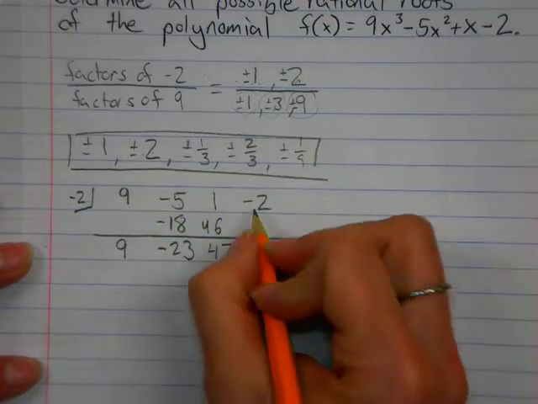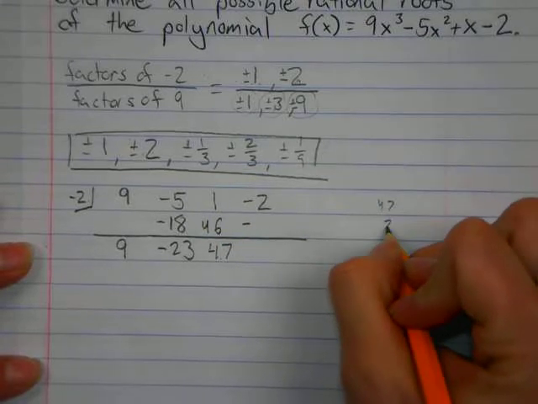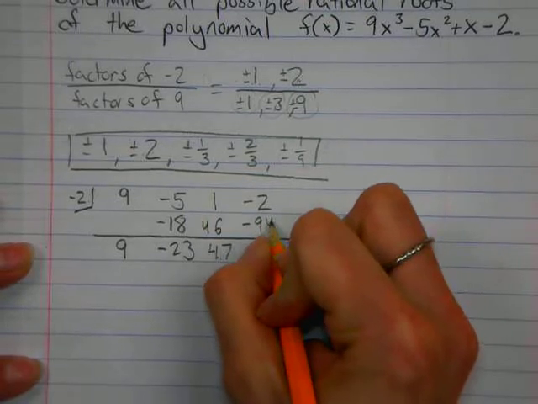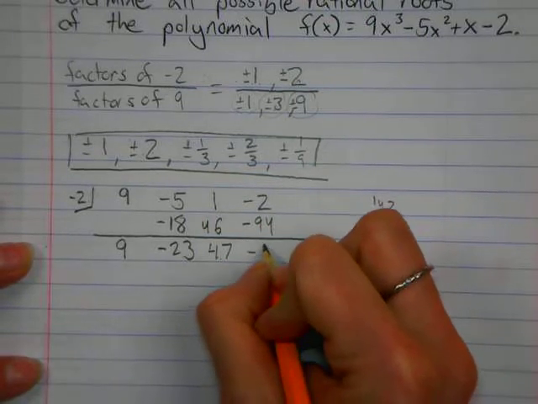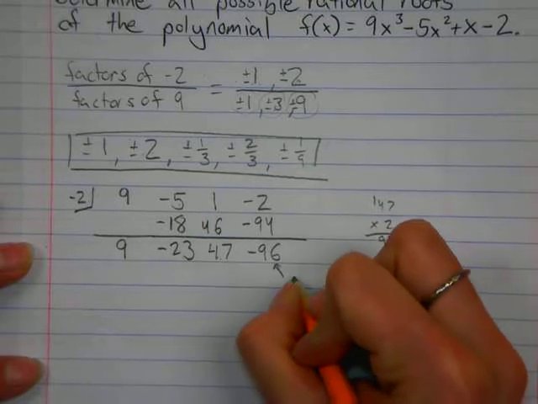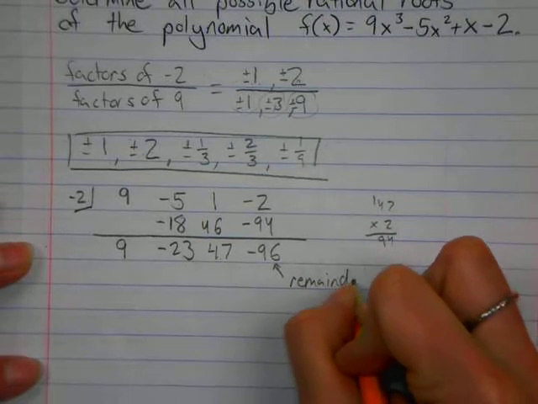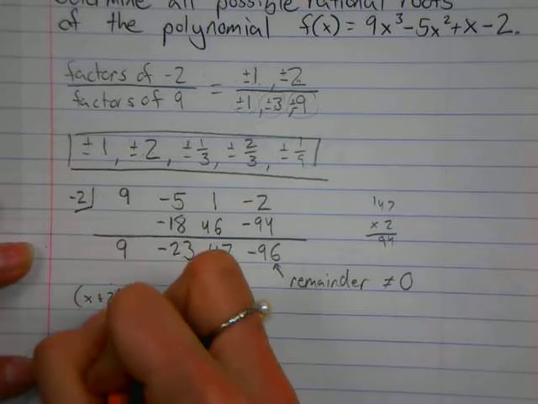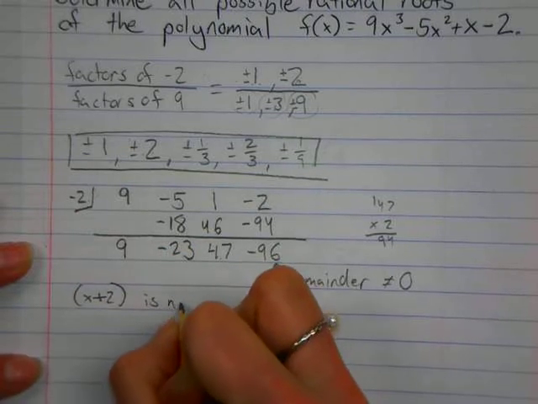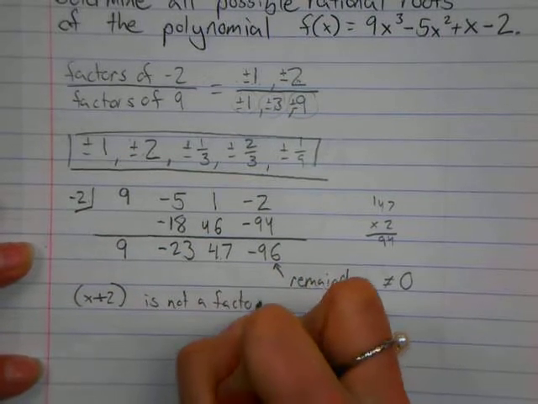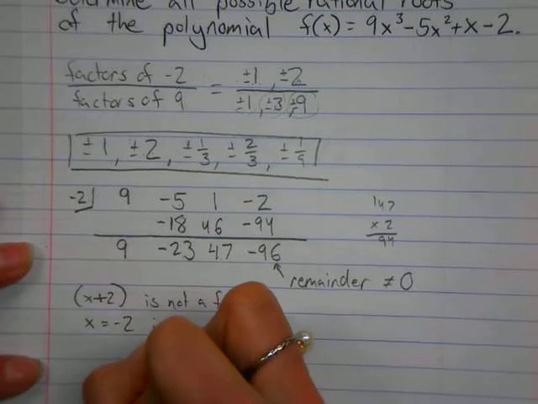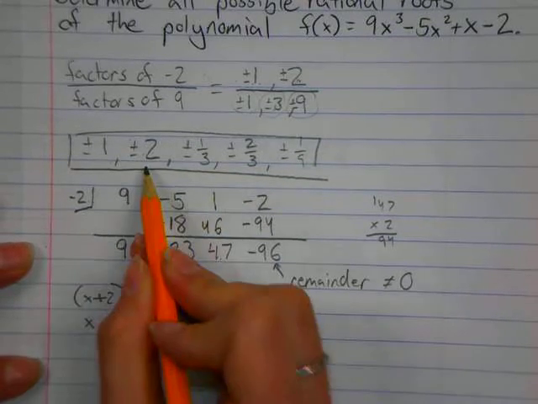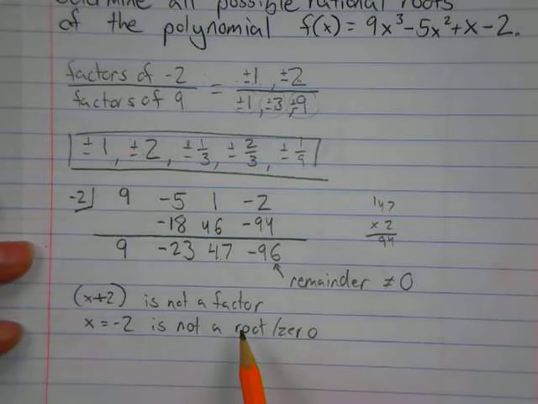47 times -2 would give me -94. And -94 plus -2 would be -96. So notice my remainder here is not equal to 0, which means that x plus 2 is not a factor. So x equals -2 is not a root or a 0. So it was a possibility from our list, but it isn't an actual root or 0.